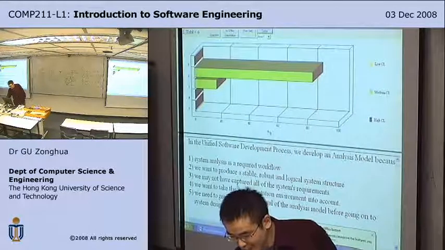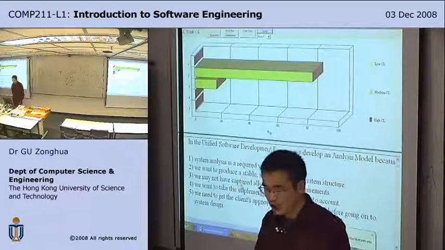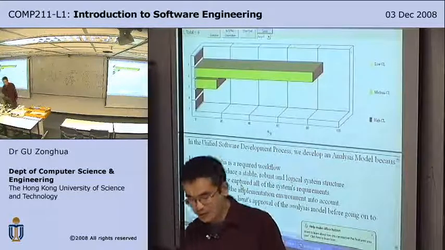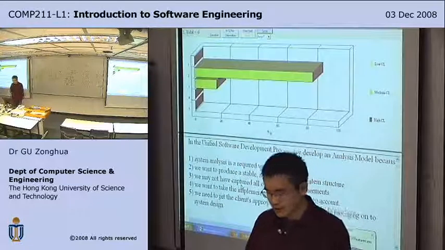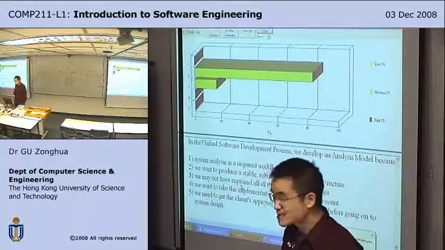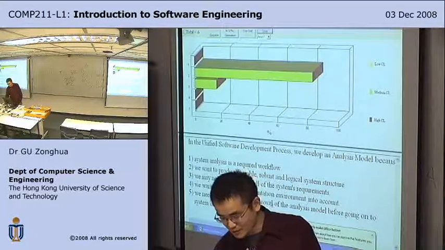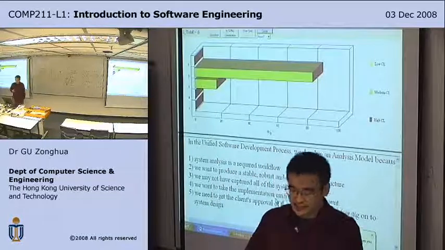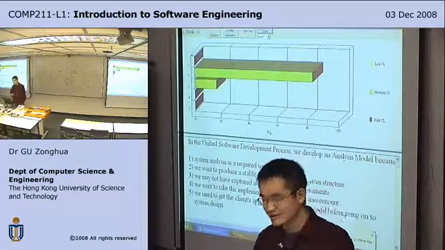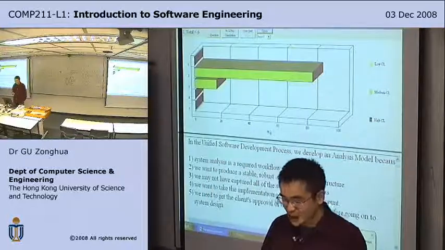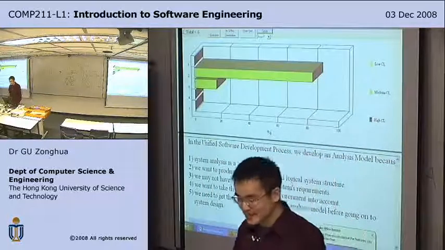So we may not have captured all of the system's requirements. So analysis model is based on the requirements document. So it's not responsible for any of the requirements missing. So implementation environment is not taken into account. It's taken into account in the design model, not in the analysis model. Analysis model is always implementation independent.